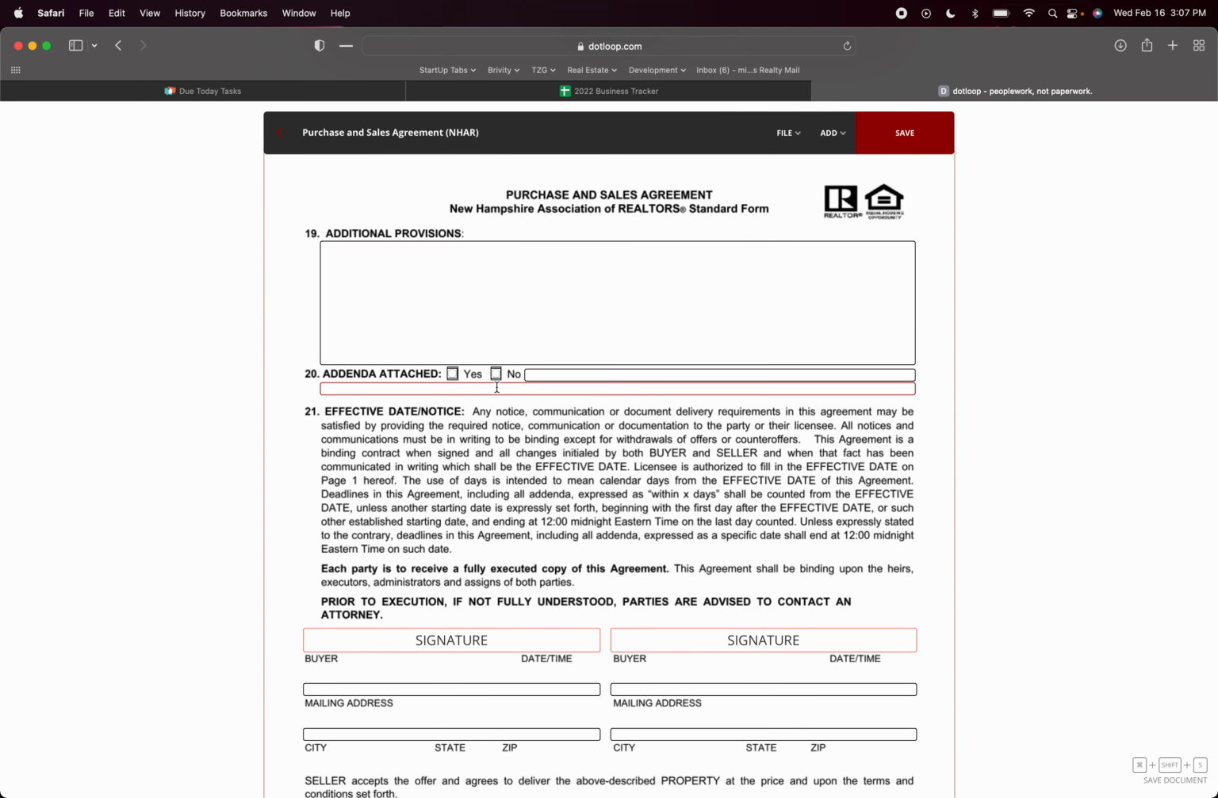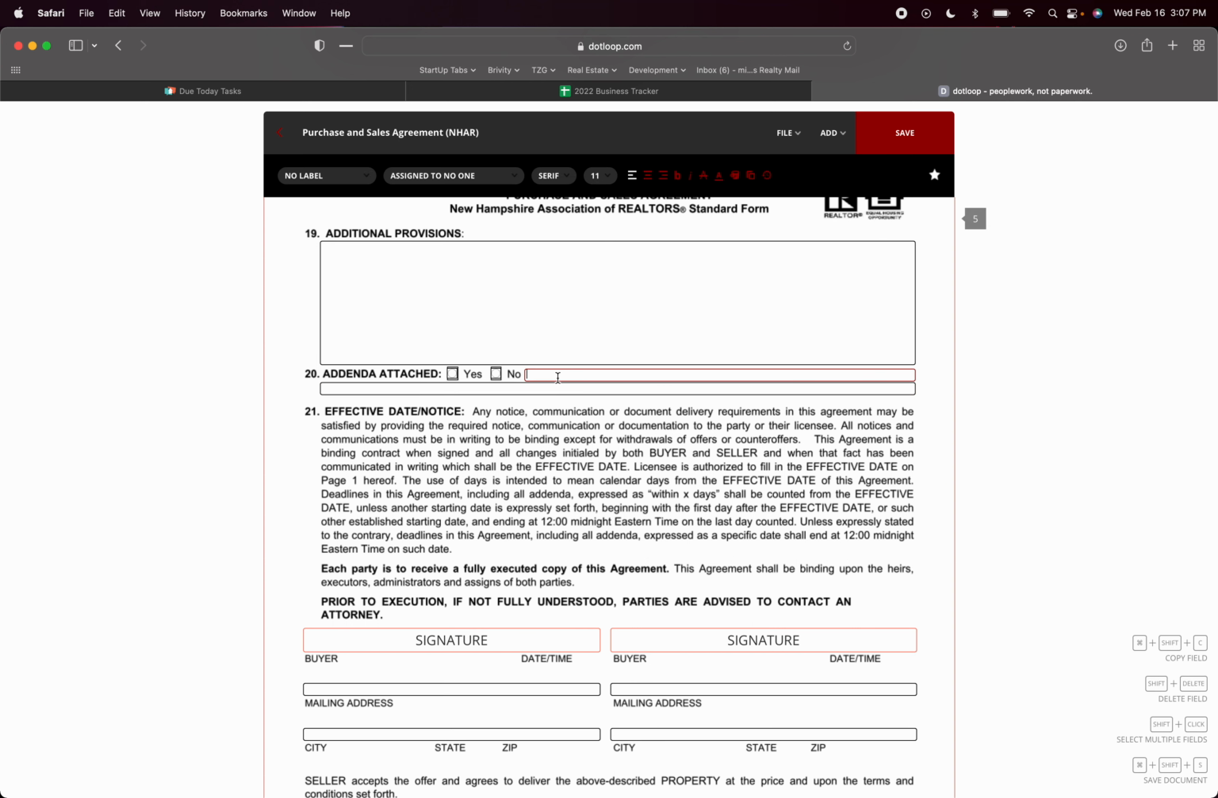Addenda attached is going to be if there are any additional addendums. Again, I think that's pretty self-explanatory, but you're going to put yes or no and you're going to list whatever they are. Here you might have something like seller suitable housing addendum. You could put the lead paint addendum, although it's not necessary to attach that to the purchase and sale. You might have just like a general addendum that was written out for one reason or another, and in that case, again, you would put yes and you would specify what the type of addendum is.